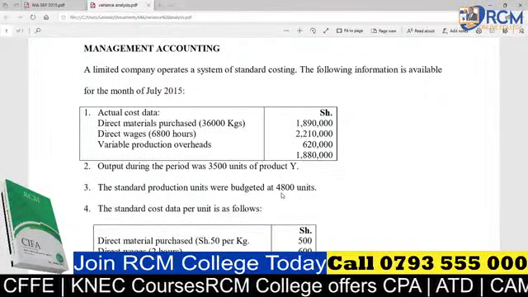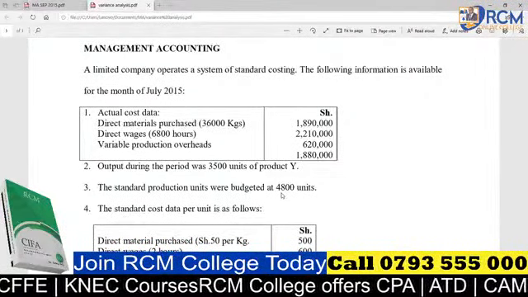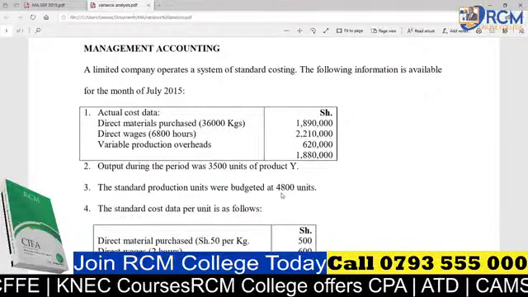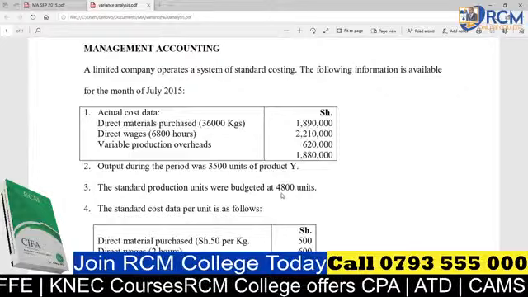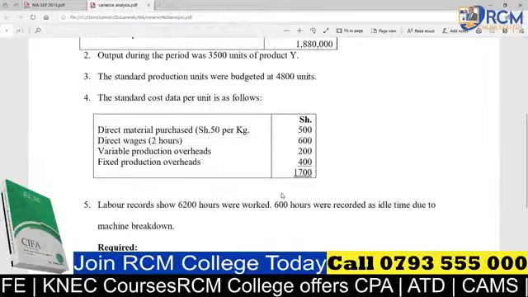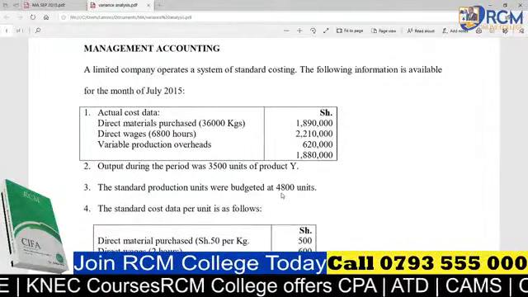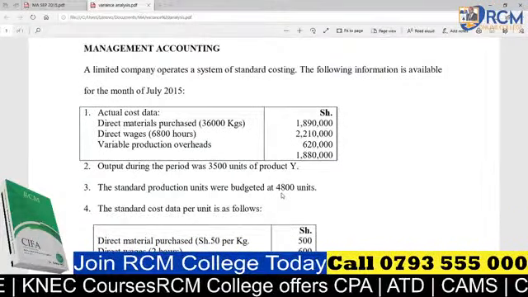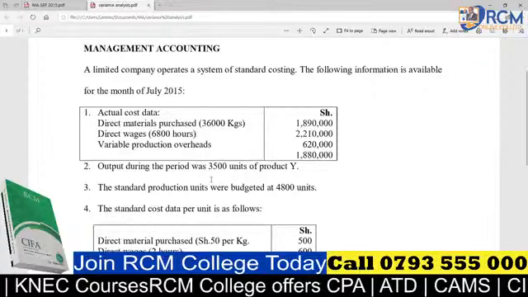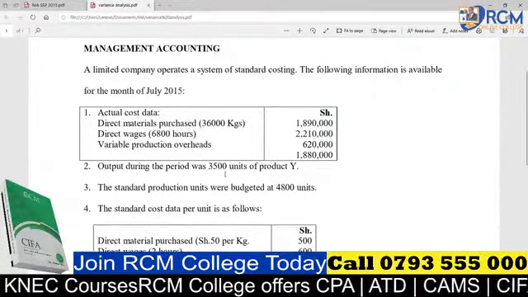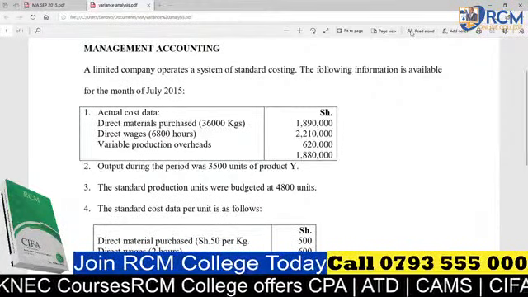Is there somebody who is able to see anywhere in this question the actual production? Please scroll down a little bit. The actual production, the actual output. Note number 2. The actual output was how many units there, somebody? 3,500 units. The actual output was 3,500 units.